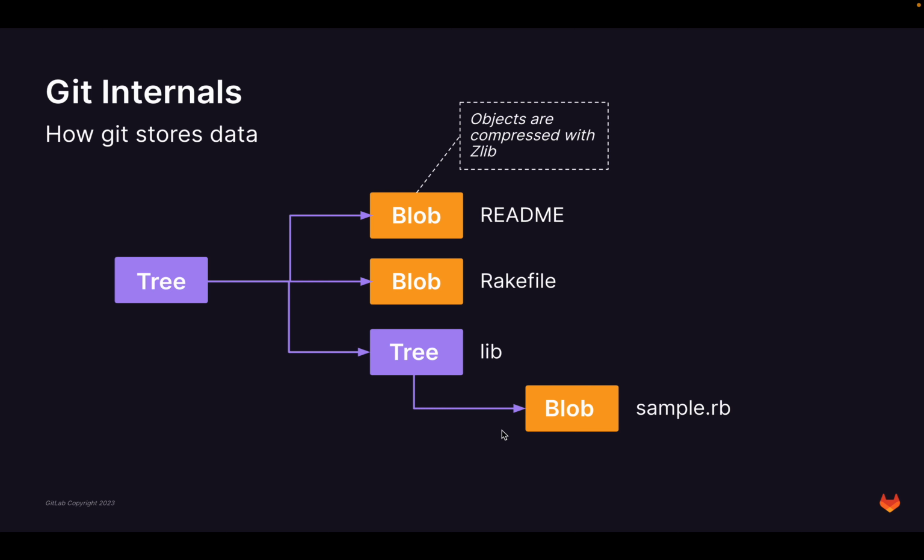There's always one root tree object, and that's the start of everything. So the root file system, so to say, comparable with Linux, where you have the slash of your file system. That's also the root, but within a Git repository, you also have this root tree. Then blob objects are typically compressed with zlib, so that they take less storage.